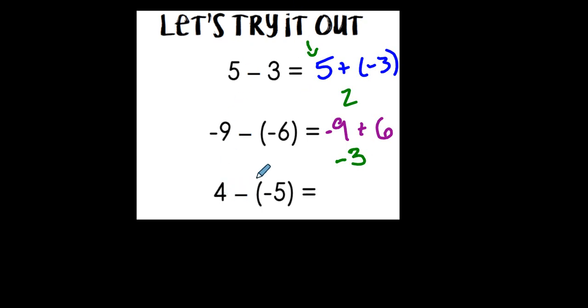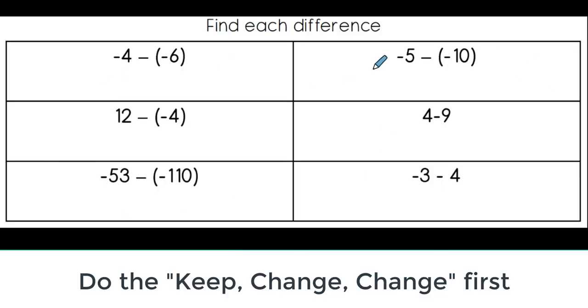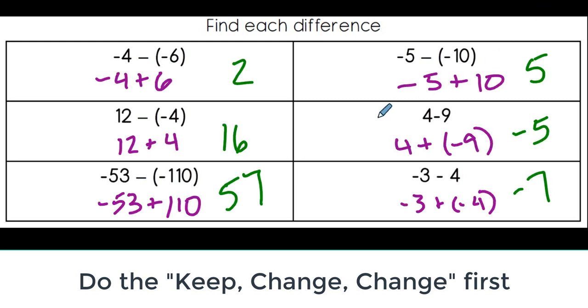Finally, our last example is 4 minus negative 5. Here, we're going to do keep, change, change again. So keep the 4, change the subtraction to addition, change this negative sign to a positive sign. 4 plus 5, we know what 4 plus 5 is, so 4 minus negative 5 is going to be 9. Go ahead and try these 6 out on your own.